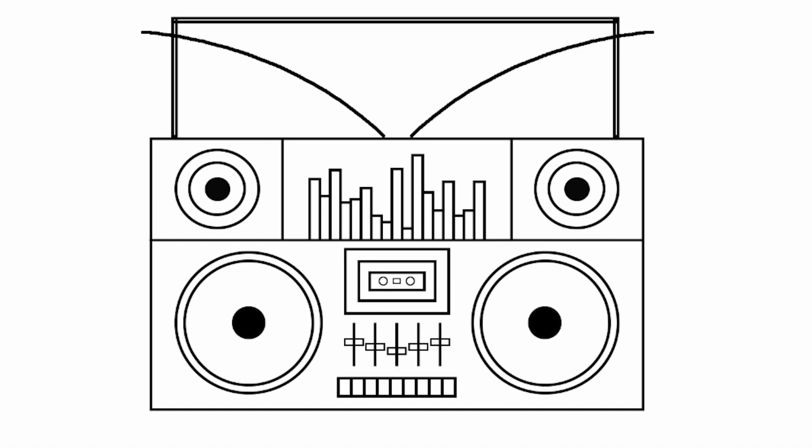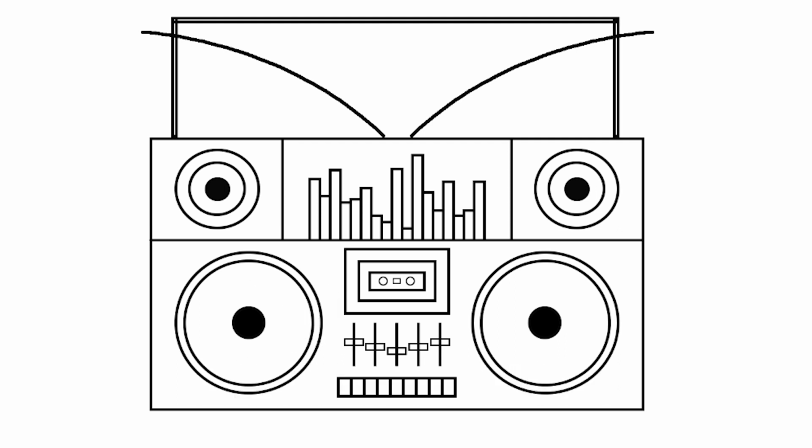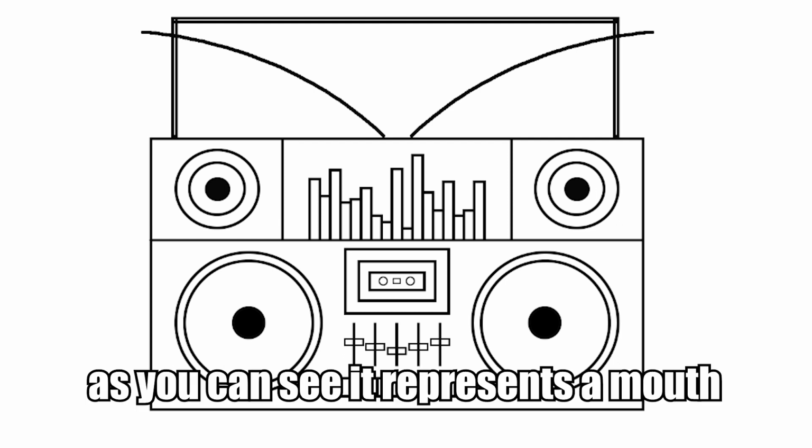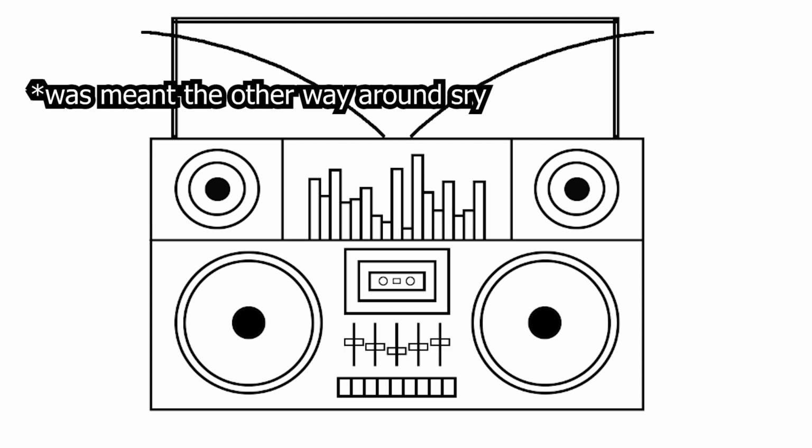So let me explain what I actually want to create. As you can see right here, I put some sliders in the middle part of it. I was gonna use it as a mouth, so I want to make some expressions. These sliders actually represent a mouth. If I move a few of the sliders up a bit, you can see it's smiling. And if it's going down, you can see it's actually sad.